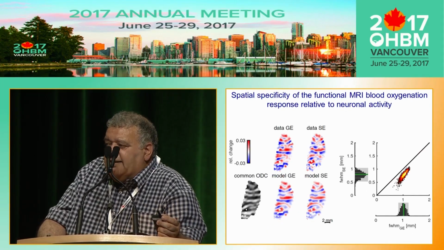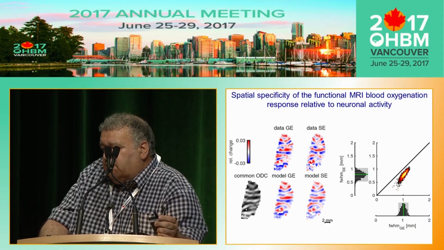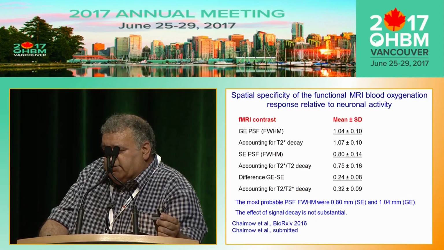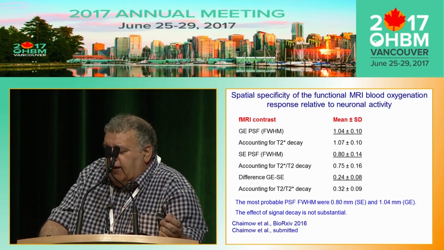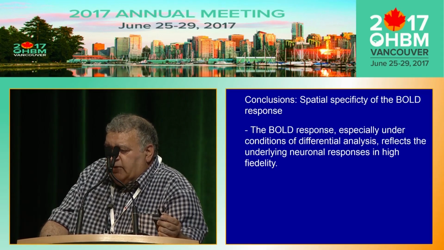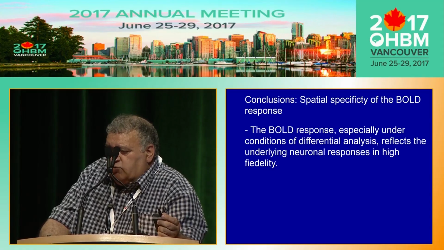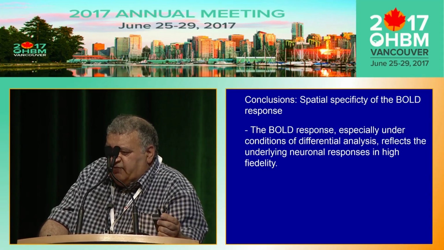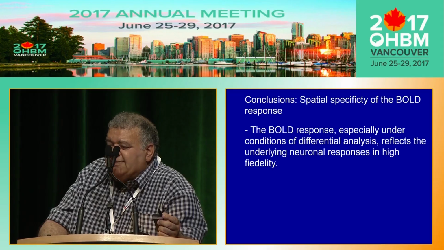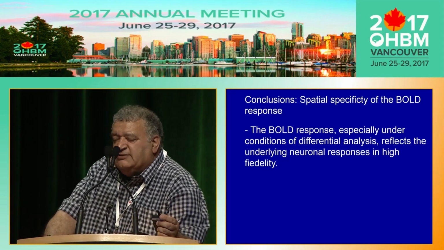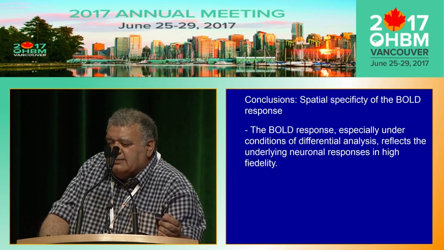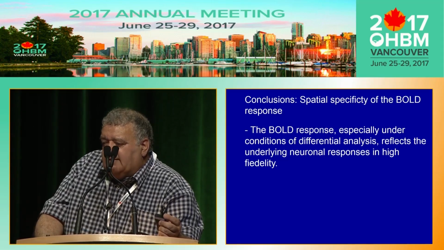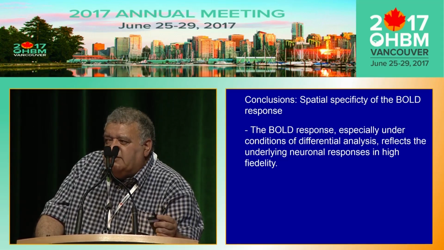That's the final result. We get the probability density function for the point spread of spin echo responses and gradient echo responses that are about 1 millimeter for gradient echo and 0.8 millimeter for spin echo. So, conclusions regarding the spatial specificity of the BOLD response: the BOLD response, especially under conditions of differential analysis, one stimulus minus the other, reflects the underlying neuronal responses with high fidelity.